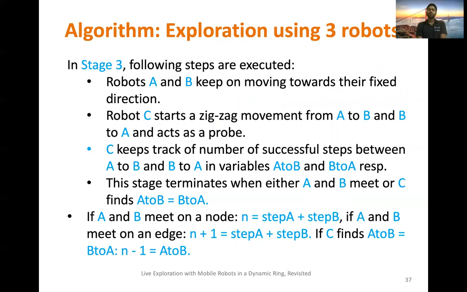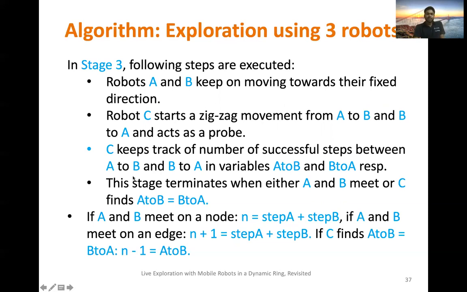Now in stage 3, what would happen? Robots A and B keep moving in the same fixed direction. Stage 3 is for detection of the completion of the exploration. If A and B successfully go and meet, that means exploration is completed. But it could happen that the adversary blocks A and B. Then what will C do? C will work as a probe robot. So C, the third robot, the probe robot, will start a zigzag movement from A to B and B to A, and keep a counter. What is the distance from A to B and B to A, right?